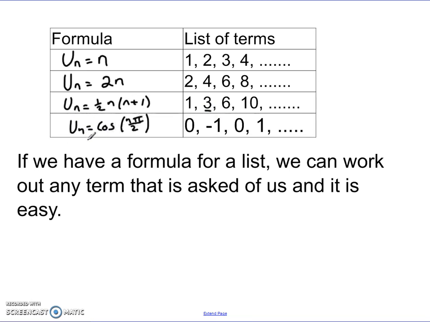I could even use trig functions if I wanted to. So I'm saying here that Un equals cos of bracket n pi by 2. So I'd substitute in here and I could get the values of that out. So you could imagine U1 would be cos of 1 pi over 2, so cos of pi by 2.